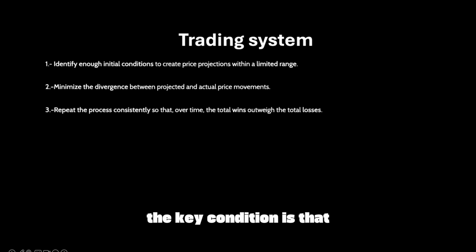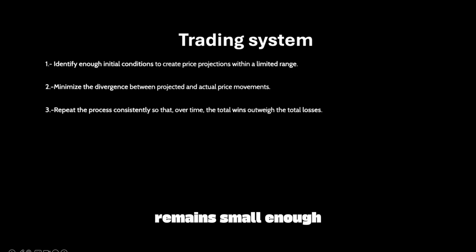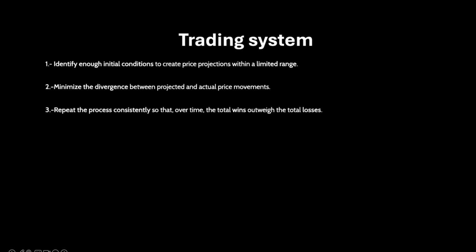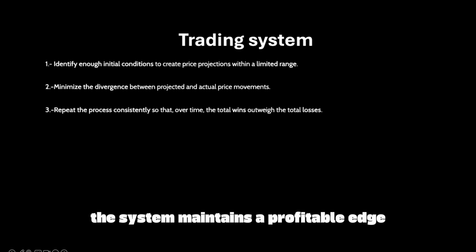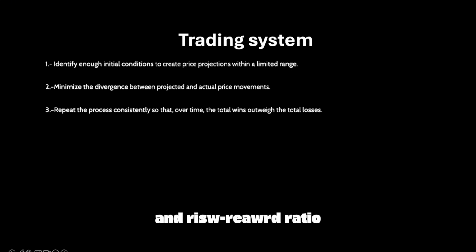The key condition is that the divergence between the projected and actual future price movement remains small enough that, when repeated with a consistent bias, the system maintains a profitable edge based on a percentage of winning trades and risk-reward ratio. Let's break down this concept visually.